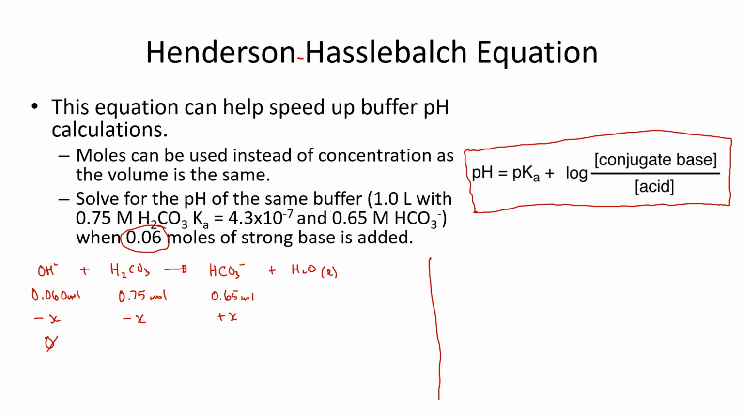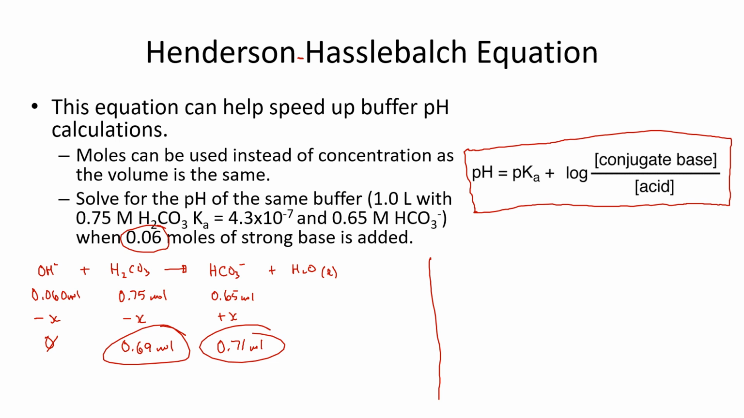You're going to take away 0.6 from this side, so we're down to 0.69 moles of the acid, and we're going to add the 0.6 over here, so we'll end up with 0.71 moles of this conjugate base. Great, so now we've got these new numbers of moles, or concentrations if you like, and we're going to put that into our newly rearranged Henderson-Hasselbalch equation.